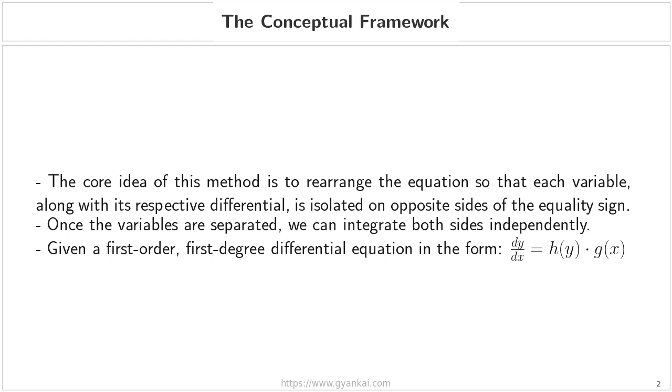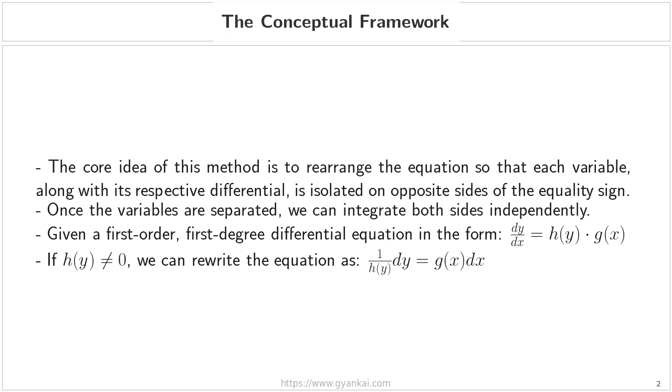To be more precise, let's look at the mathematical structure. Suppose we are given a first-order, first-degree differential equation in the form dy over dx equals h of y multiplied by g of x. As long as h of y is not equal to 0, we can use algebra to rewrite this equation. We move the h of y term to the left by dividing, and we move the dx to the right by multiplying. This gives us 1 over h of y multiplied by dy equals g of x multiplied by dx.